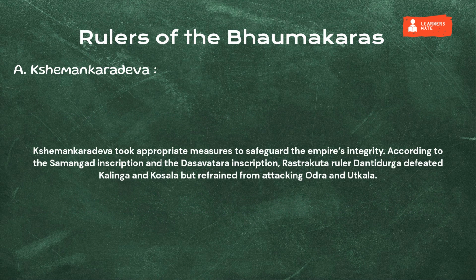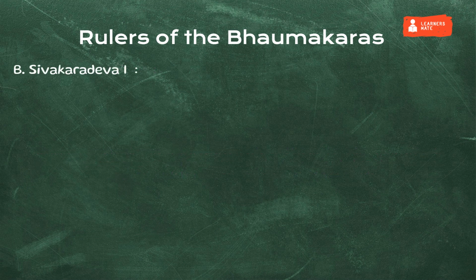Kshemankaradeva took appropriate measures to safeguard the empire's integrity. According to the Samangad inscription and the Daswatara inscription, Rashtrakuta ruler Dantidurga defeated Kalinga and Kosala but refrained from attacking Odra and Utkala. This demonstrates Kshemankaradeva's heroism in consolidating the Bhauma rule in Odisha. Shivakaradeva I.